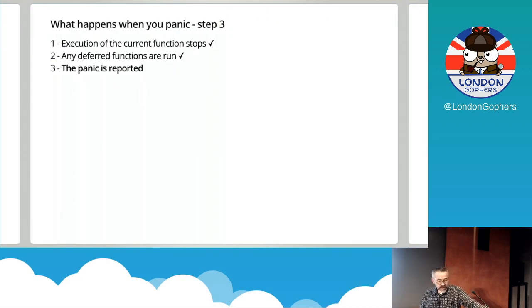So the next thing that happens is that the panic is reported, and this means it prints out the word panic and then the value that you passed to panic and a stack showing you where the panic occurred, and we'll talk about this more later. Then the program exits, and it exits with exit status 2, so if you've got another exit status, it wasn't a panic that killed your program.